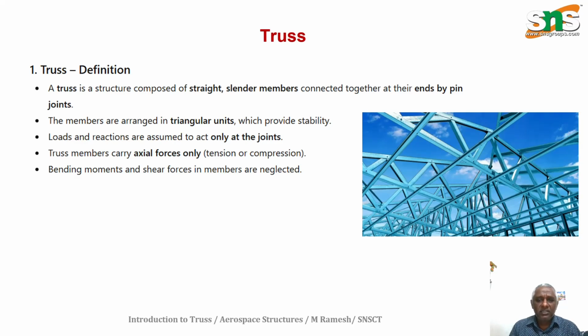Generally, these trusses are arranged in a triangular unit so that it gives stability for the truss, and the loads are assumed to act only at the joints. The truss members only carry axial forces. That means axial means tensile force or compressive forces. Bending moments and shear forces in the members are neglected, so that it gives a simplification, and it is very easy to analyze the truss. The member forces available in the truss can be easily solved by using different methodologies.